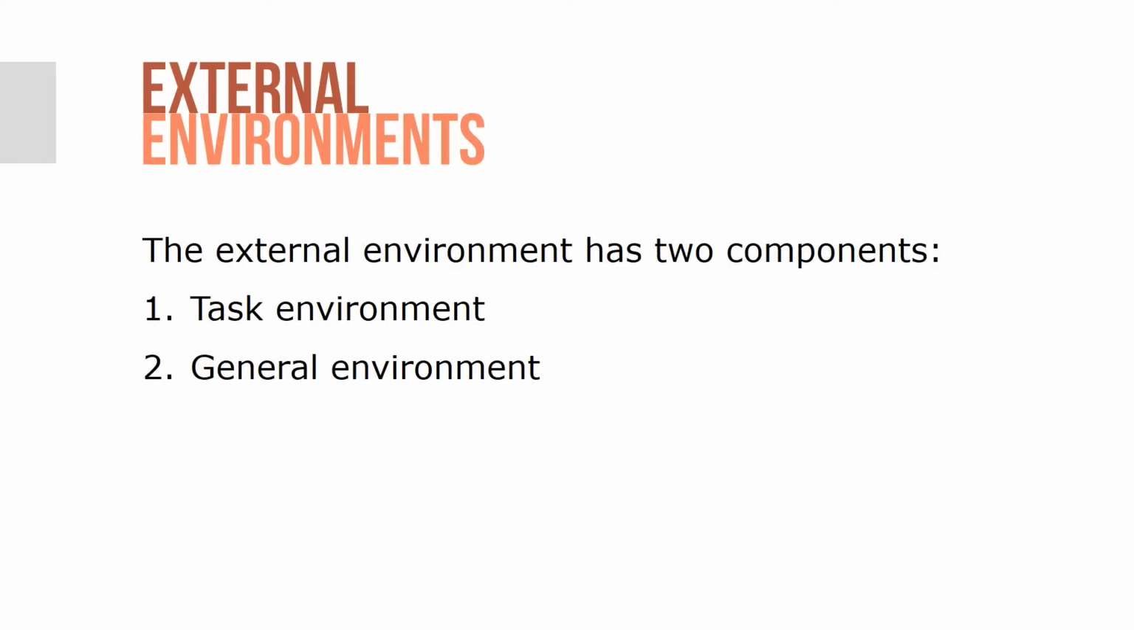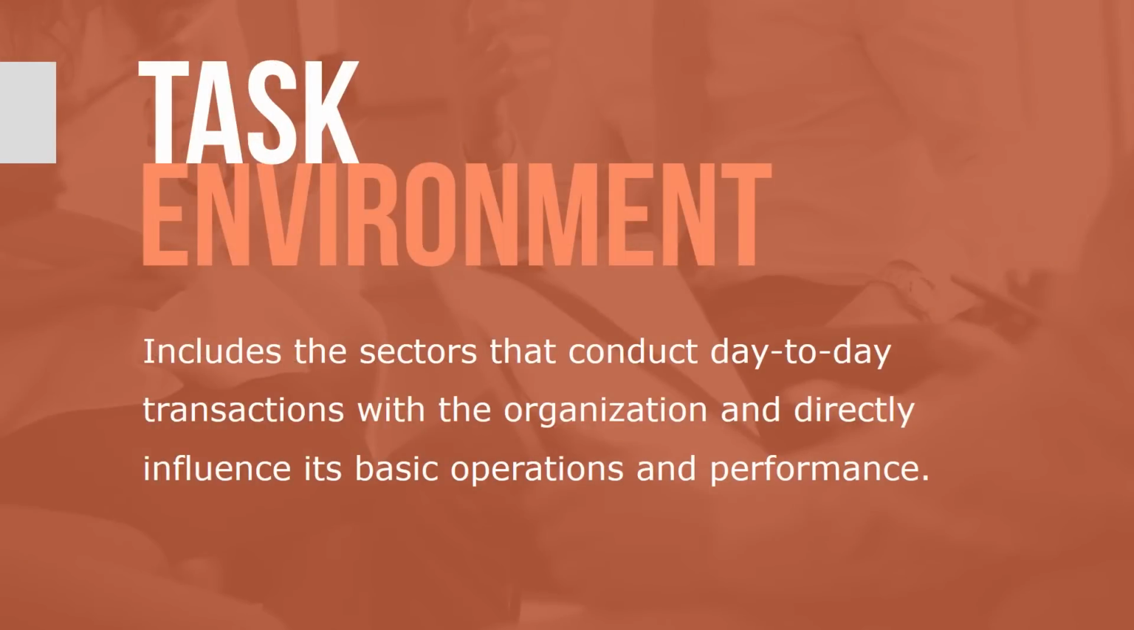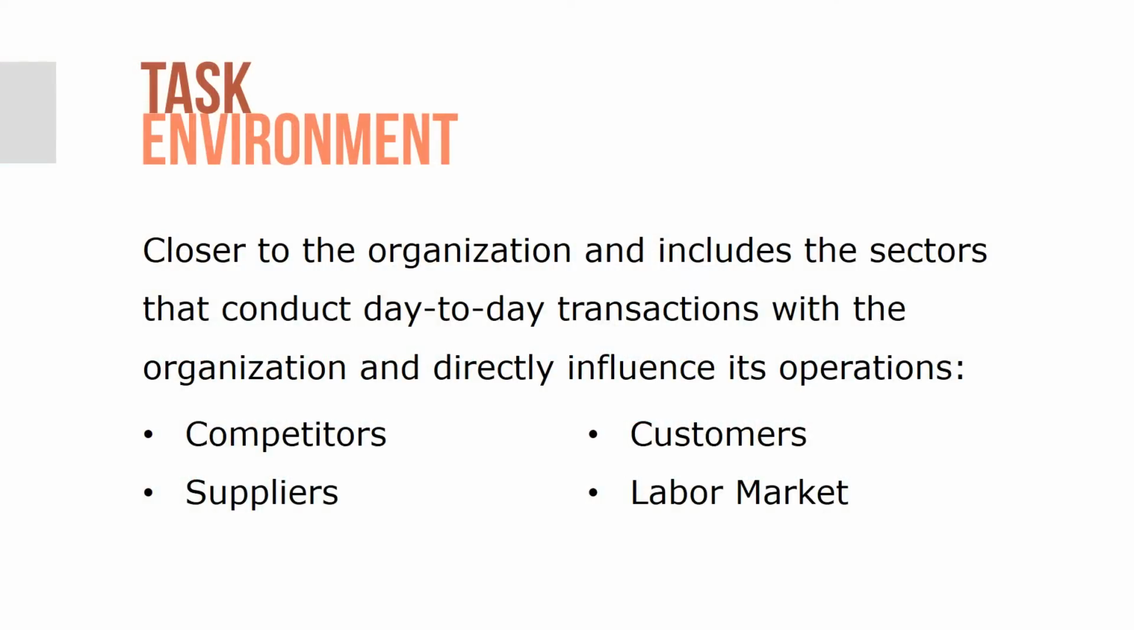The organization's external environment can be conceptualized further as having two components: task and general environments. The task environment includes the sectors that conduct day-to-day transactions with the organization and directly influence its basic operations and performance. The task environment is generally considered to include competitors, suppliers, customers, and the labor market.